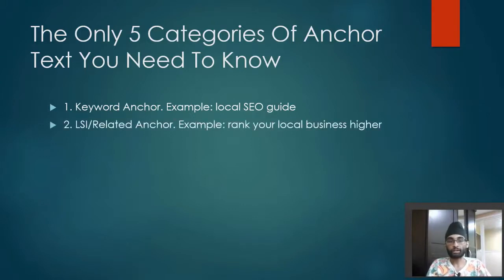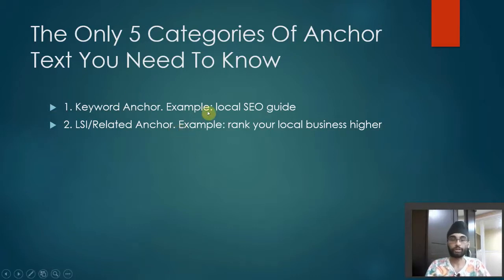The second type of anchor text is what I call LSI or related anchor, right? So this would be all types of anchor text which may not represent the keyword you want to rank for, but is somehow related to the keyword you want to rank for. It could be an LSI keyword, or it could be a different type of keyword but still related to the keyword you want to rank for. It could also be a topic, right? Or, let's say, a descriptive type of anchor text.